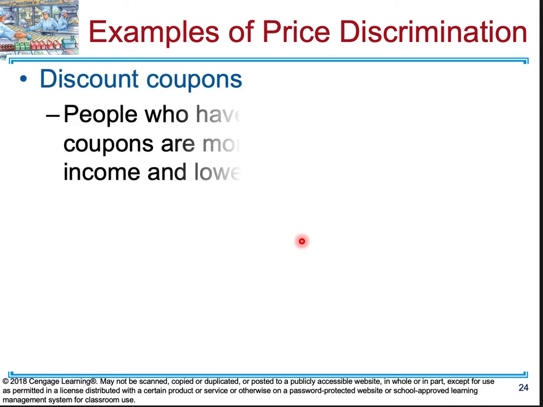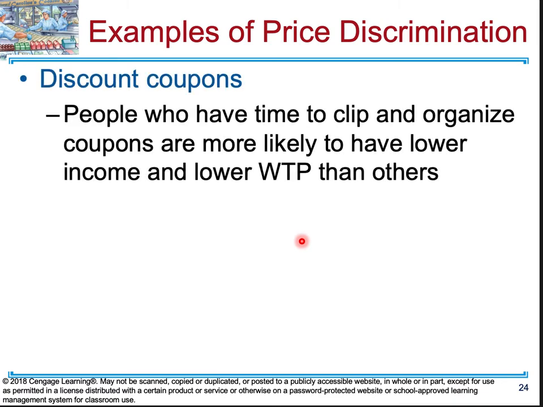Other examples would be discount coupons. Personally, I never use coupons, just because I feel like I don't have the patience and I don't really go out of my way to do it, but some people do. So that's basically saying their willingness to pay is different than others. People who have time to clip or organize coupons are more likely to have a lower income or lower willingness to pay than others.